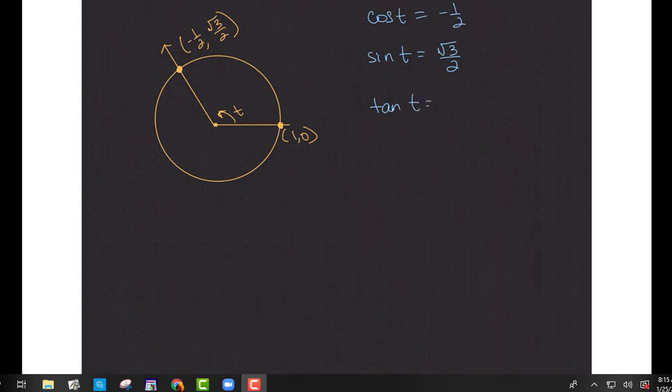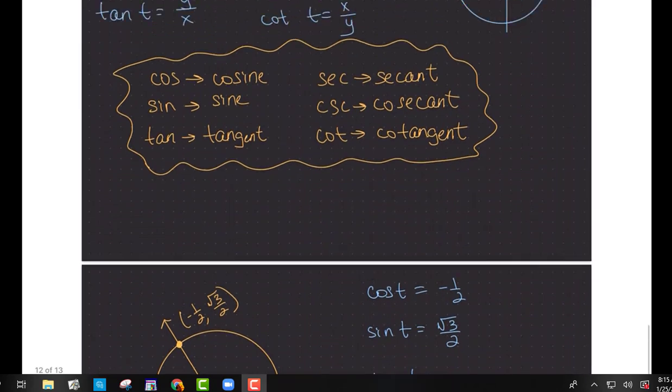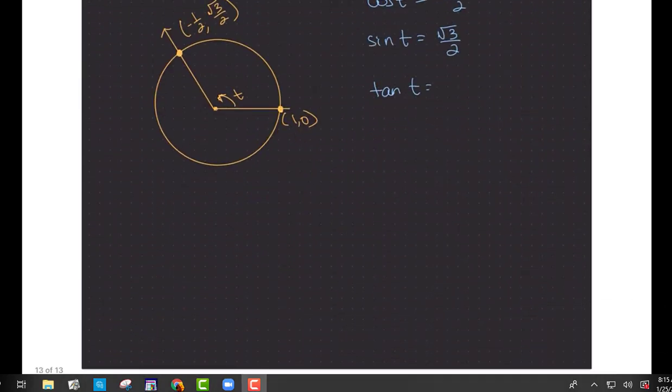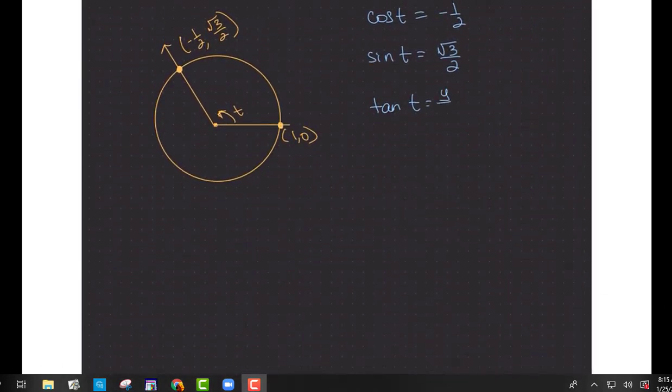Tangent of t is y over x. Yep, y over x. And if it helps, actually write that out, right? Y over x. So now we can do, what's our y? Square root of 3 over 2. Yep. Square root of 3 over 2 all over our x, which is negative 1/2.